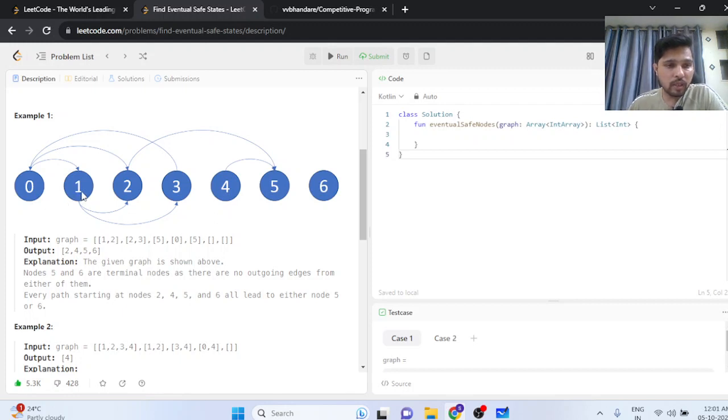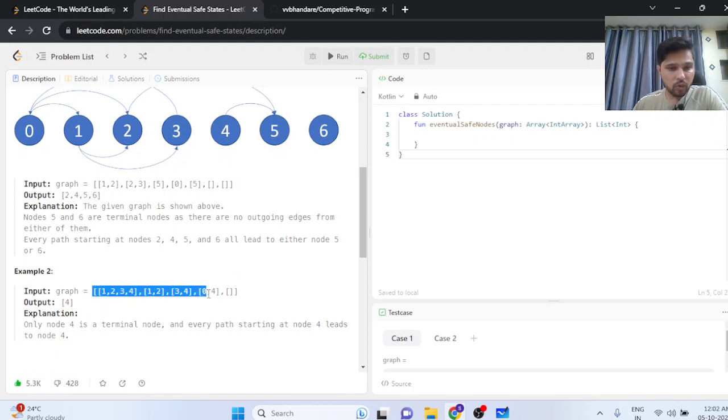Now if you go to 1, same story. From 1 you can go to 3, 3 to 0, and 0 to 1 again. So 1 is discarded. From 2 there is only one edge which goes to 5, that is a terminal node. So you can put 2 in the list, and that's why you can see 2 in the output. Then from 3, as we said, 3 to 0, 0 to 1, and again through 3. So 3 is also discarded. For 4 there is only one outgoing edge, you can reach 5, and 5 and 6 are indeed terminal nodes. So they should be part of the safe node list. That's why the output is 2, 4, 5, 6.